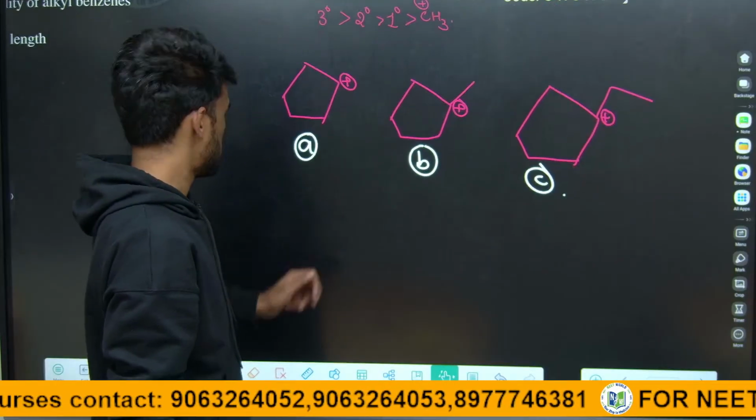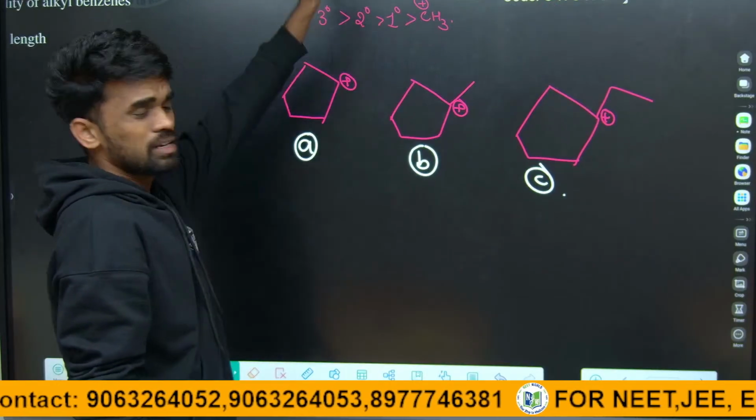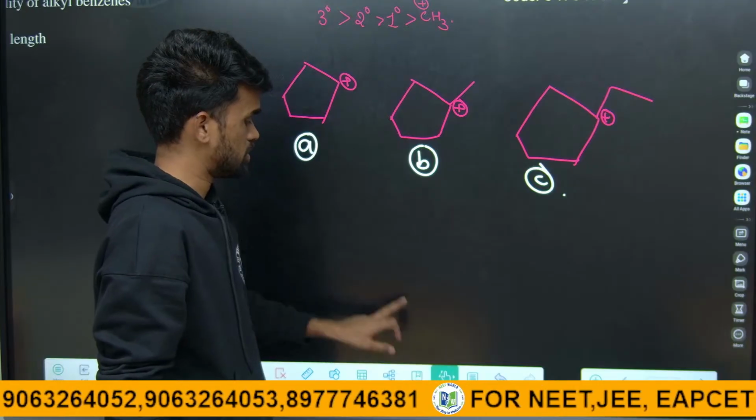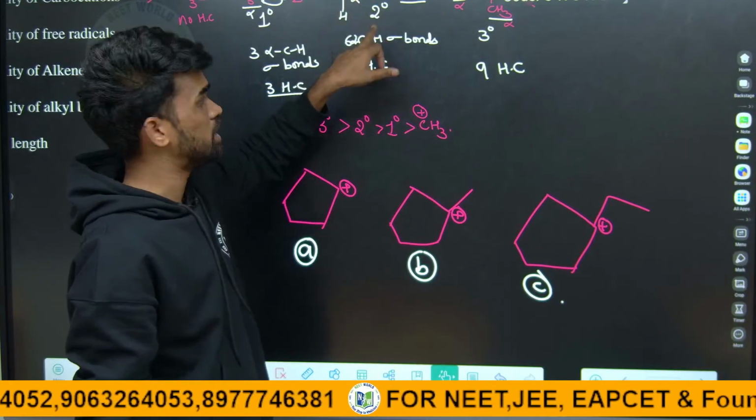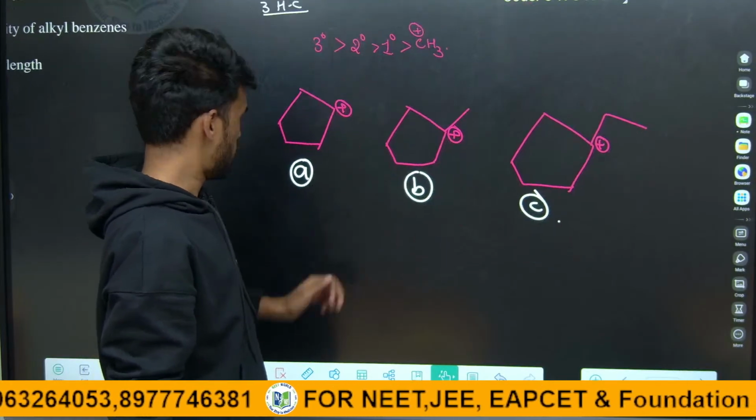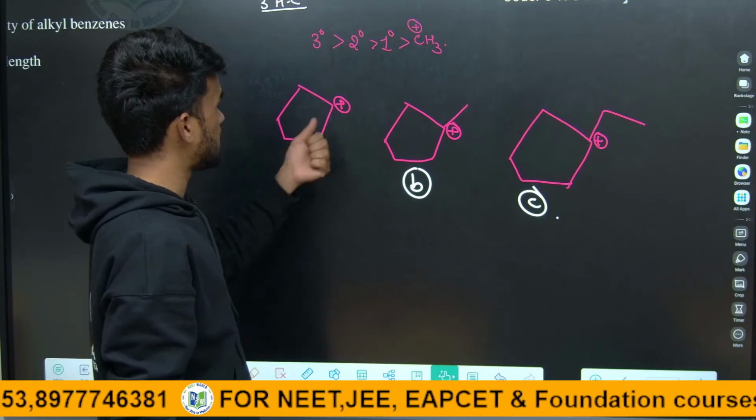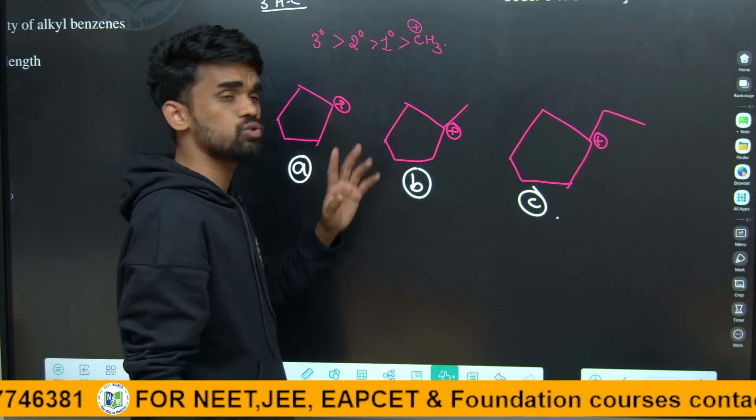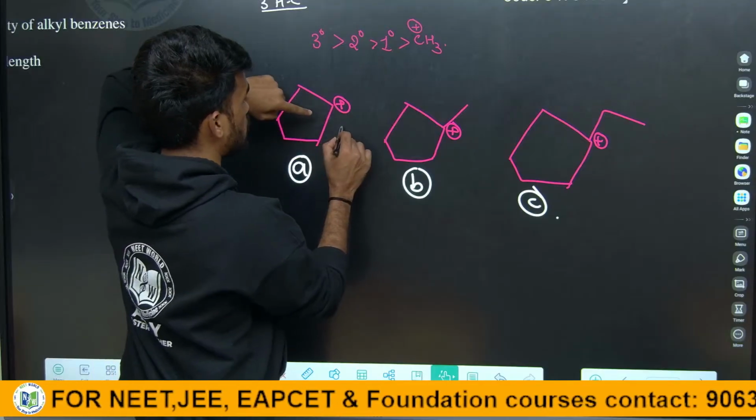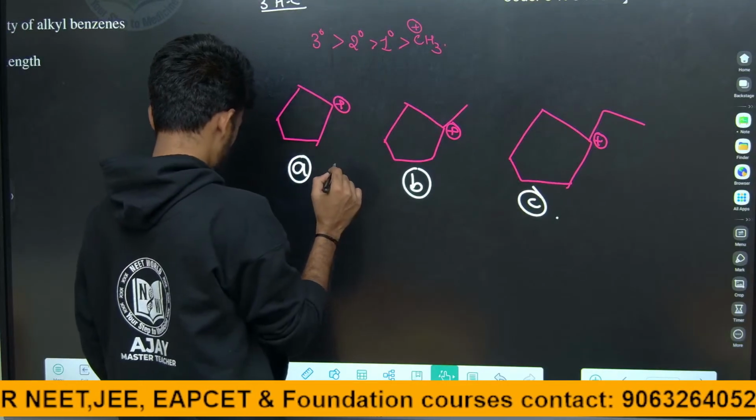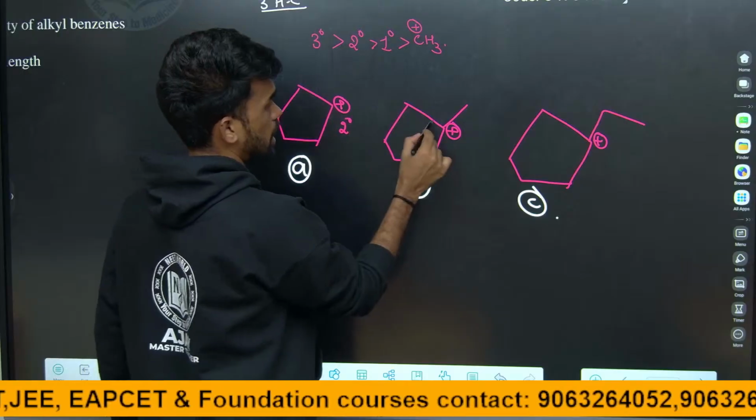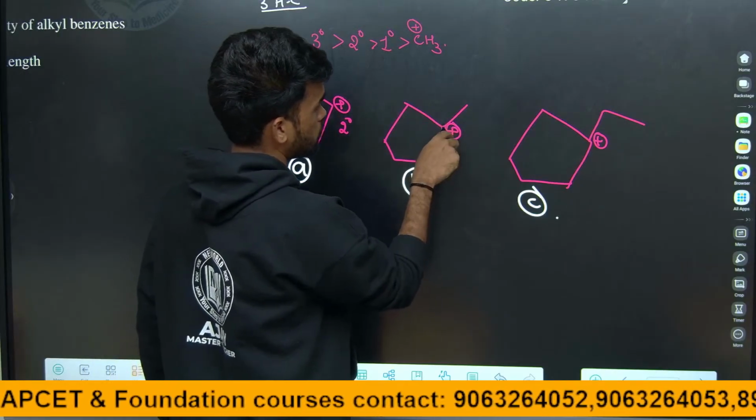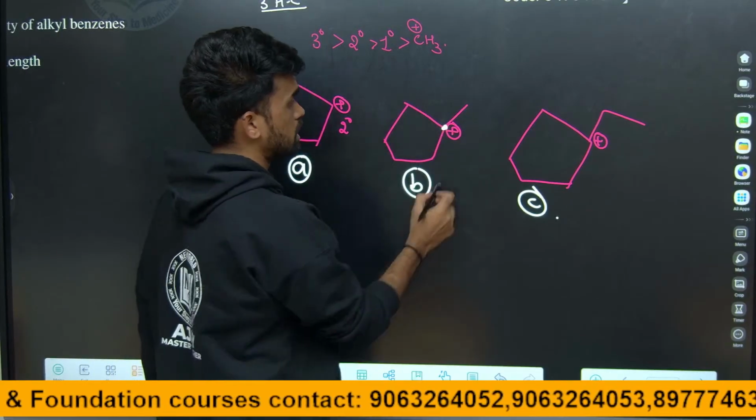Tell me fast. First of all, you can directly go with whatever application we did here. First of all identify the degree of those carbons which have the positive charge. So this is 2 degree carbocation, this is 2 degree carbocation, and what about this? This carbon which we need to stabilize is 3 degree carbon.